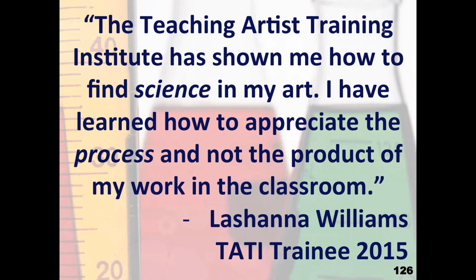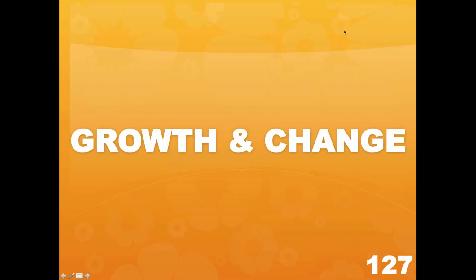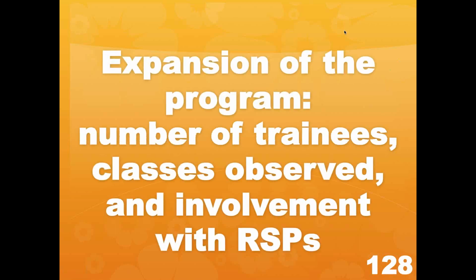Thank you, Hansa. So TATI has expanded and developed over the 9 years of its existence. The number of trainees has grown from 10 to 20, so our reach is greater. The number of classes the trainees observe has grown from 2 to 4. Thus, our trainees have more observation time and a greater variety of teaching artists to watch. And the related service providers have become more involved, thus giving our trainees valuable information about the other interventions that our students receive and how our art forms, as Joan said, mesh so beautifully with the interventions of the RSPs.